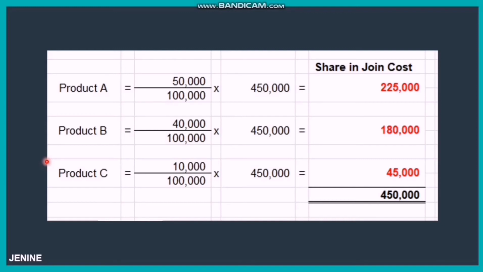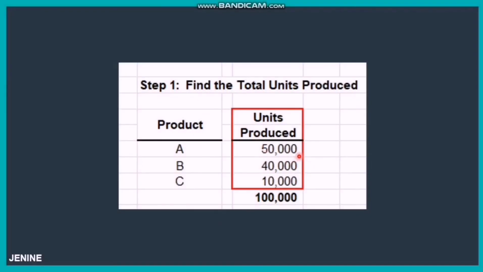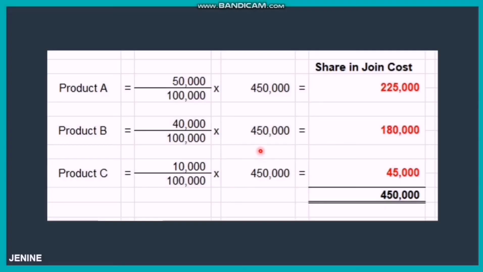So, in-substitute lang natin. Product A has 50,000 total units produced. And then, mahanap natin sa table, 50,000 units produced divided by the total joint product of 100,000 multiplied to total joint cost, which is 450,000. This will give you 225,000 pesos share in joint cost. Product B has 40,000 units produced divided by the total joint units produced of 100,000 multiplied the total joint cost of 450,000 is equal to 180,000 share in joint cost.